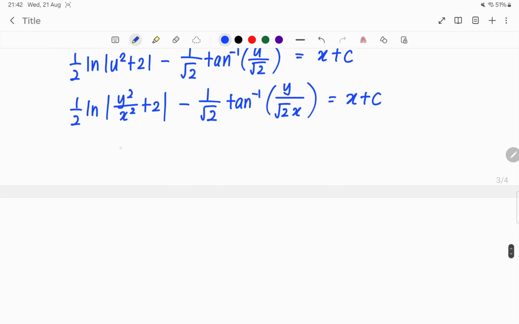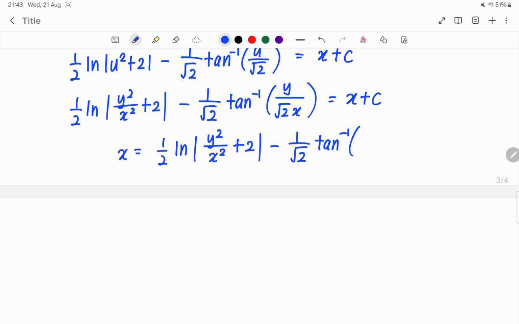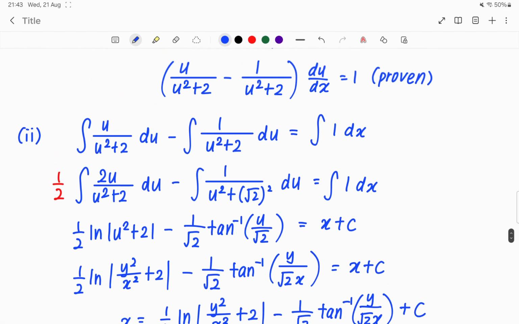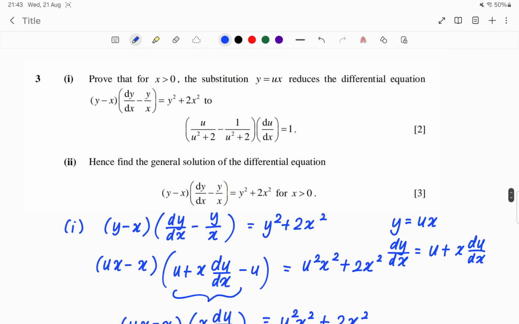Okay, so the general solution will just be in terms of x, so I will say x will then equal to half ln y squared over x squared plus 2, close the modulus, then minus 1 over root 2 tangent inverse y over root 2x. Okay, then it will still be plus c. Okay, because this c is an arbitrary constant, so it doesn't matter whether it's a minus or a plus. So in general, we just put it as a plus. Okay, and this is how you solve question 3 on DE for this paper.